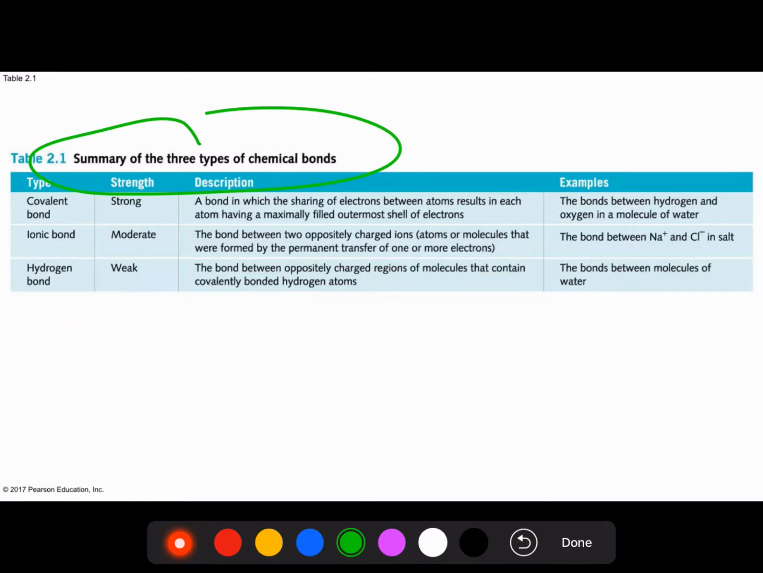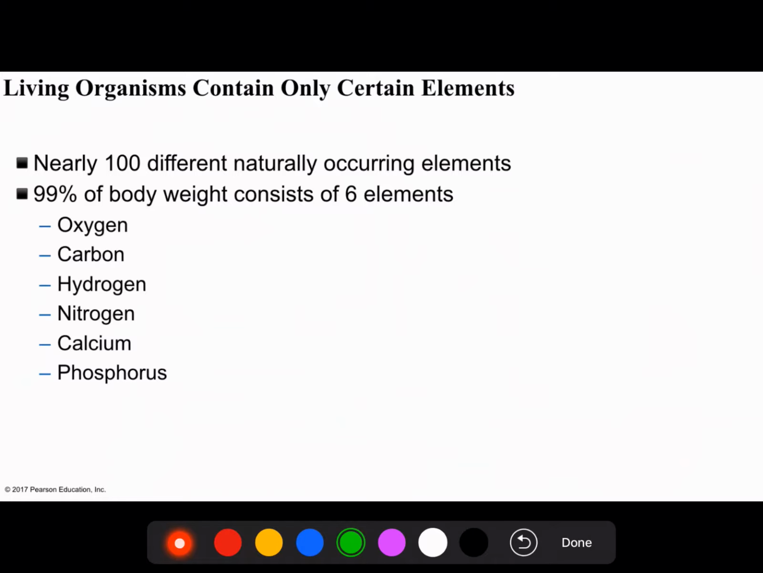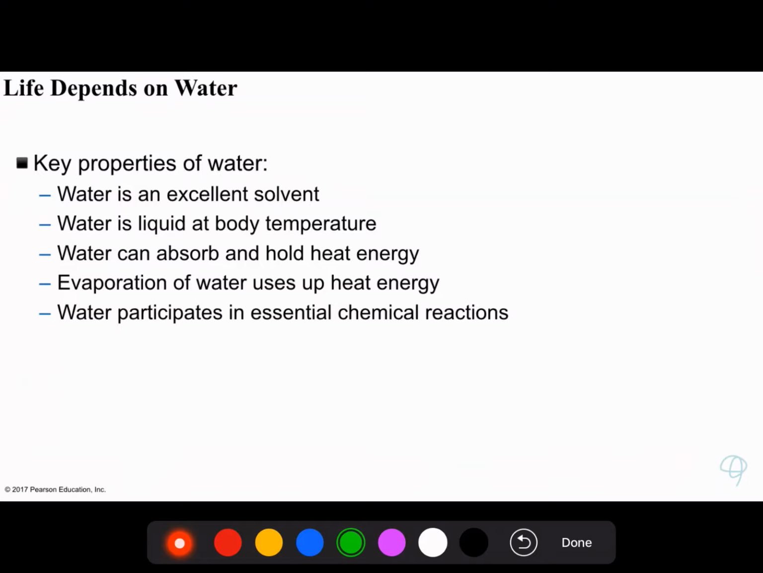So this table summarizes all three types of chemical bonds we are going to study, their strength, their description, and some examples about them. There is also a video that will explain them, so please watch it. I will stop here, or no, let's finish these two slides, and then I will stop.